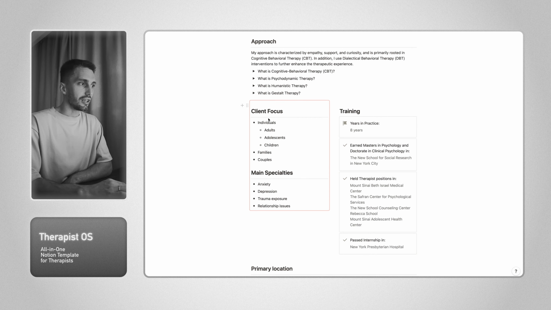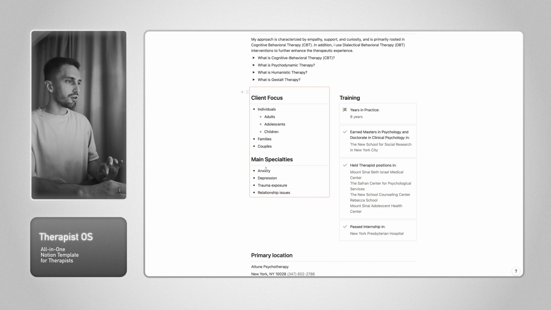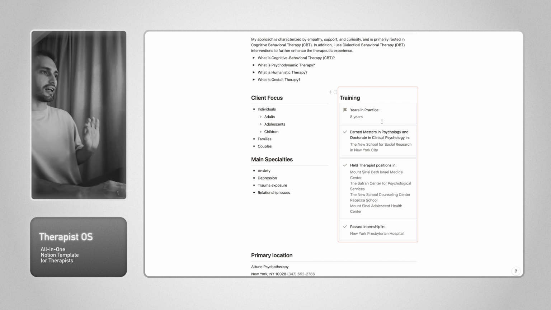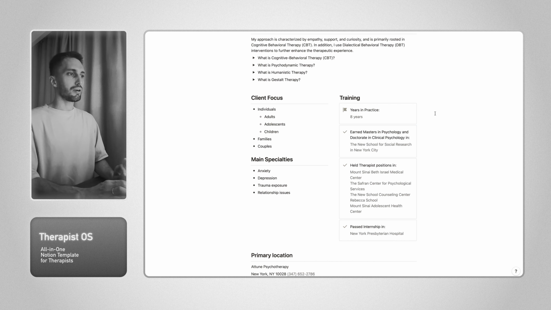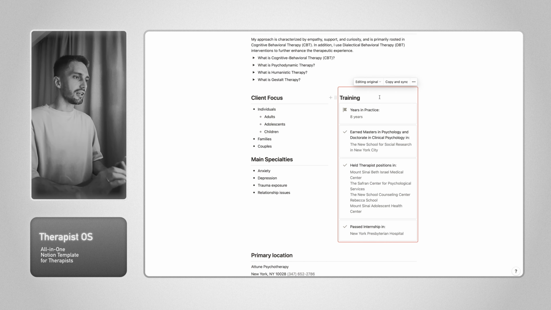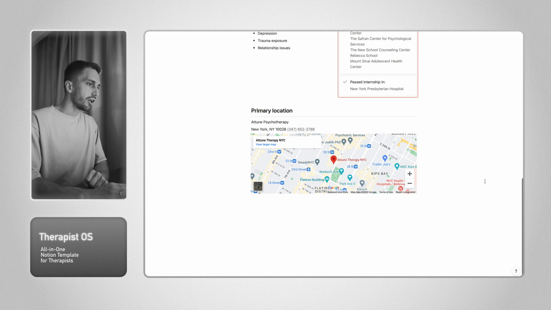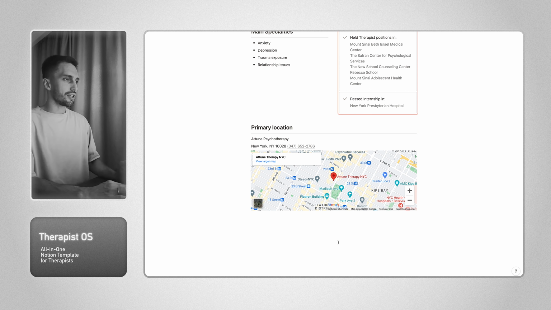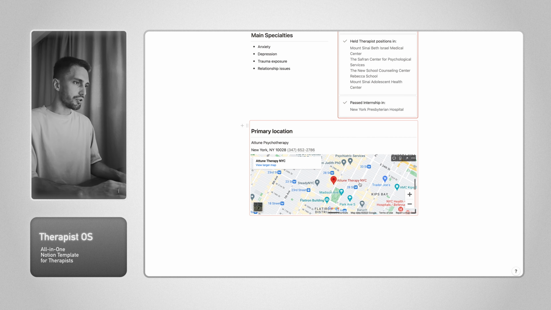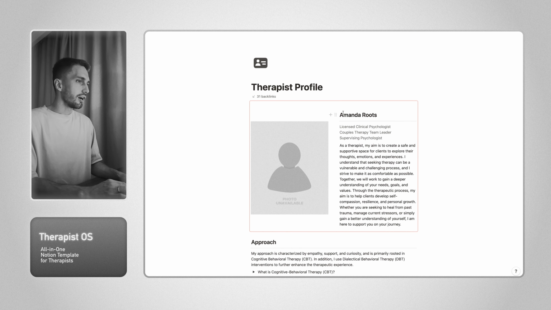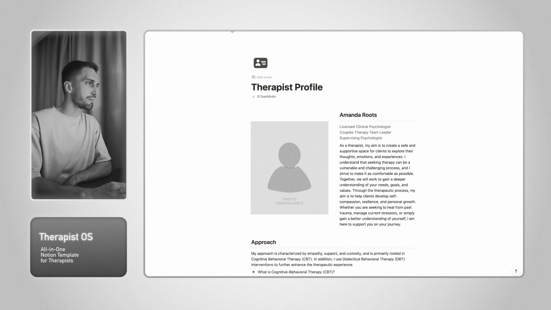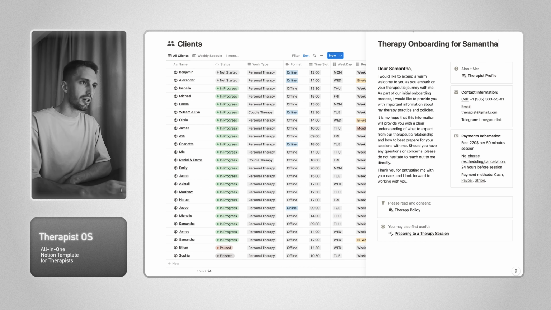We have info about your client focus and main specialties, and some info blocks about your training and education. The last block on this page is primary offline location, which you can adjust up to yourself. That's it for therapist profile. Let's get back to our onboarding page for Samantha.